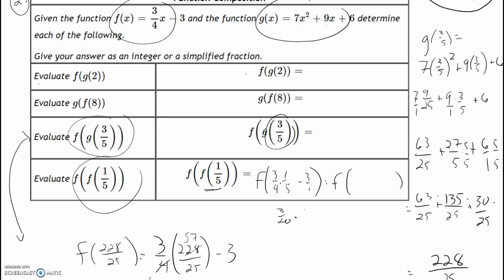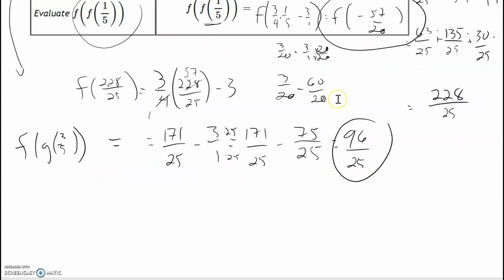3 over 20 minus 3 over 1, which is 3 over 20 minus, times 20 times 20, 60 over 20. So I get 3 minus 60 is negative 57 over 20. That's what I get when I plug in 1/5 into f. Negative 57/20. So now what I got to do is just do a regular function evaluation. f of negative 57 over 20.